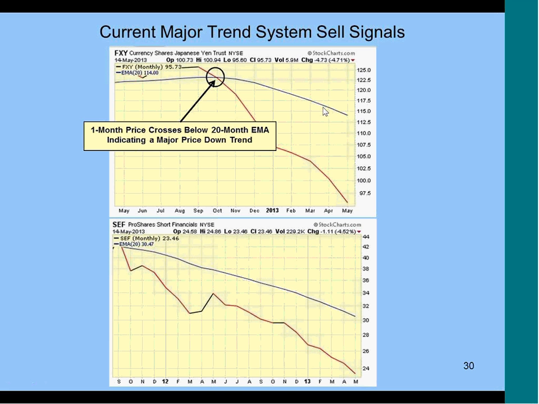Here's another example of a current sell signal, and this is the ProShares short financials. So this is one of those inverse ETFs that moves inverse to the financials ETF, and we can see the 1-month price crossing below the 20-month EMA right here, and it continues to remain below the 20-month EMA. So the short financial ETF remains on a sell signal. So those are two examples of current sell signals.